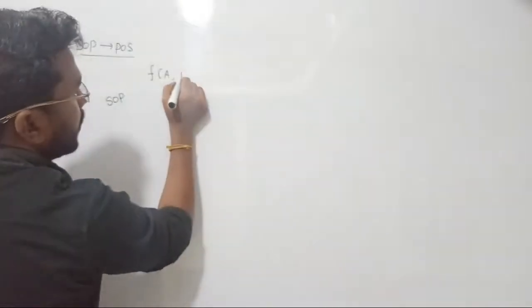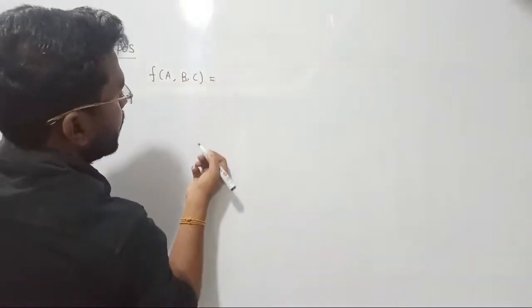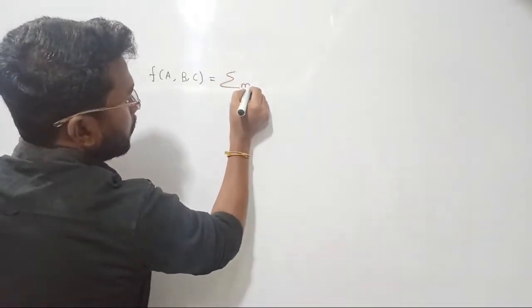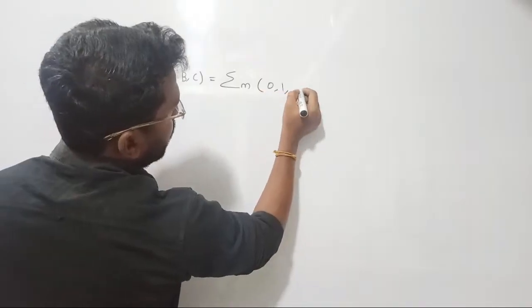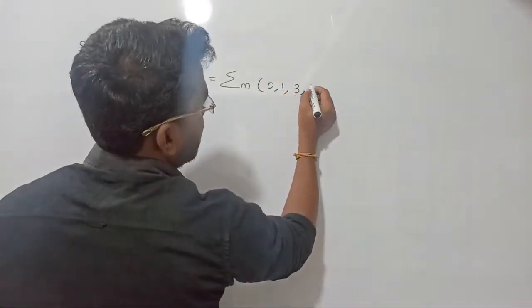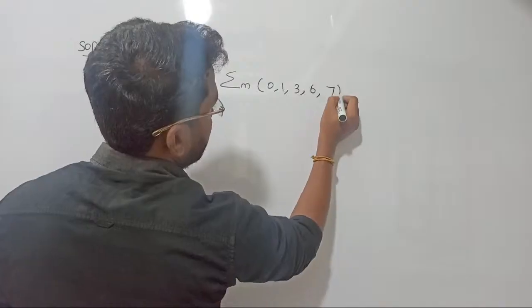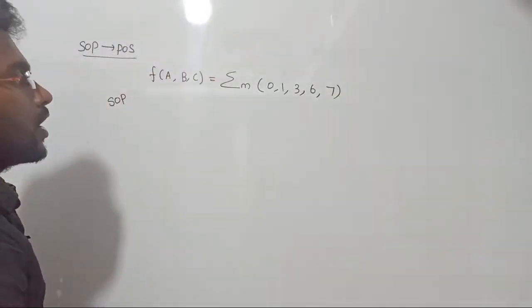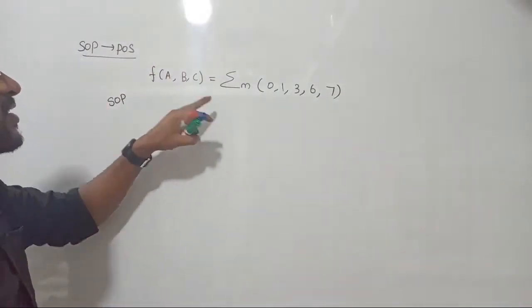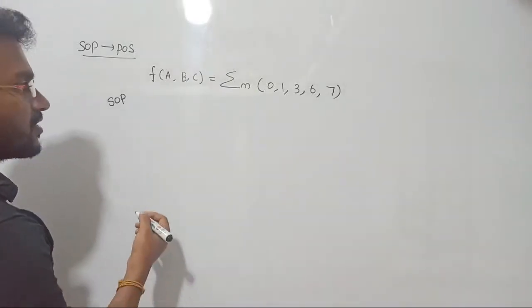So given it is SOP, let us write the SOP variable, right? We shall consider the sum of min terms, given it is 0, 1, 3, 6, 7. Something is given to you, right? Now the question is, we have to write its equivalent max term.